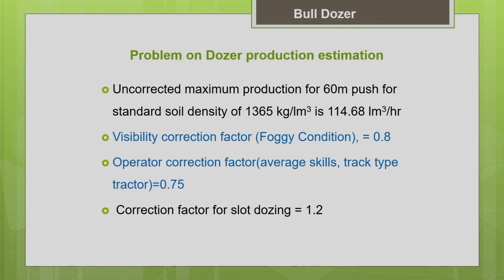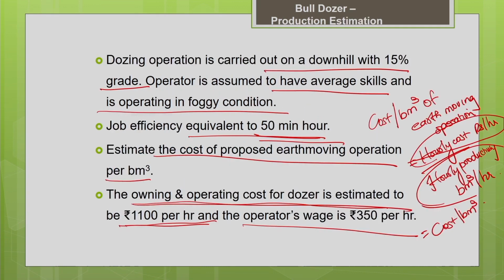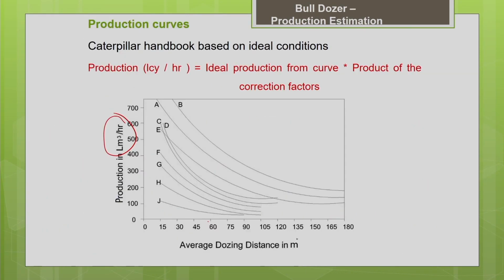Let us work out the solution for this problem. As I told you, the first step is we need to find the uncorrected maximum production for the 60 meter push distance for the standard soil density of 1365 kg per meter cube. How will you find the production? Using the production curves, for your model and for the dozing distance, whatever value you can take is called the uncorrected value.